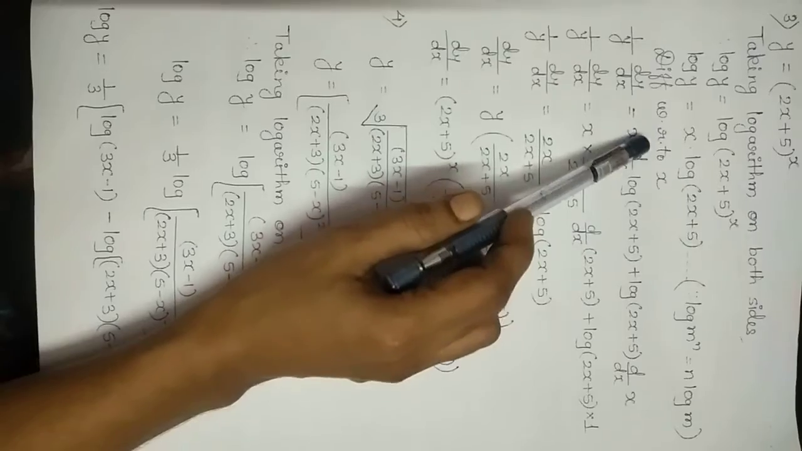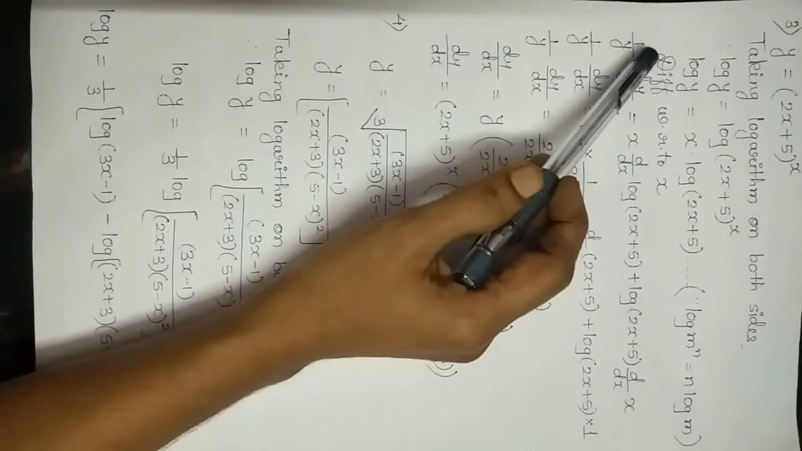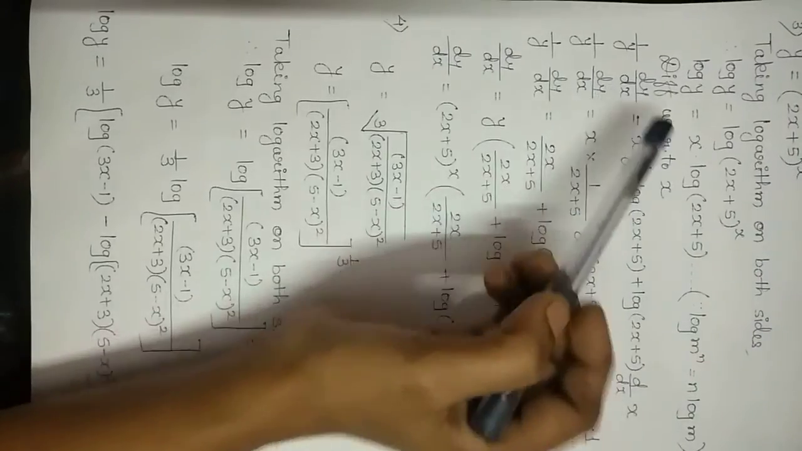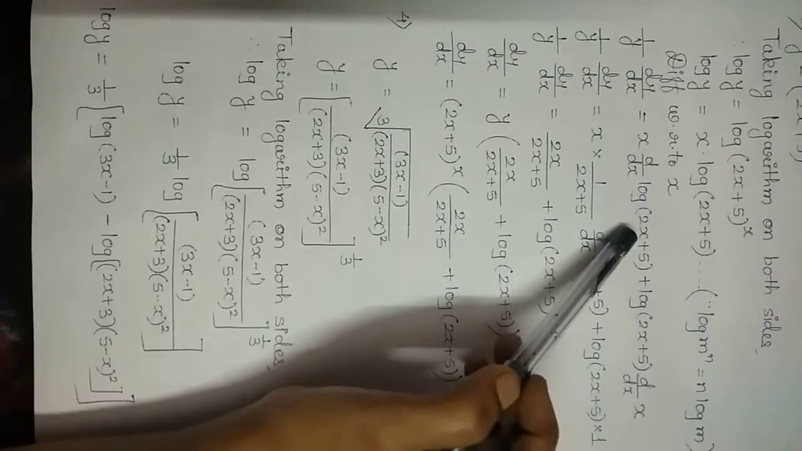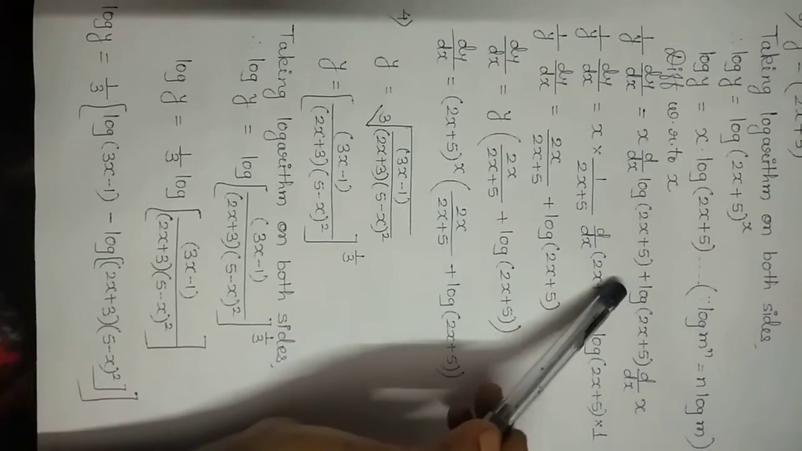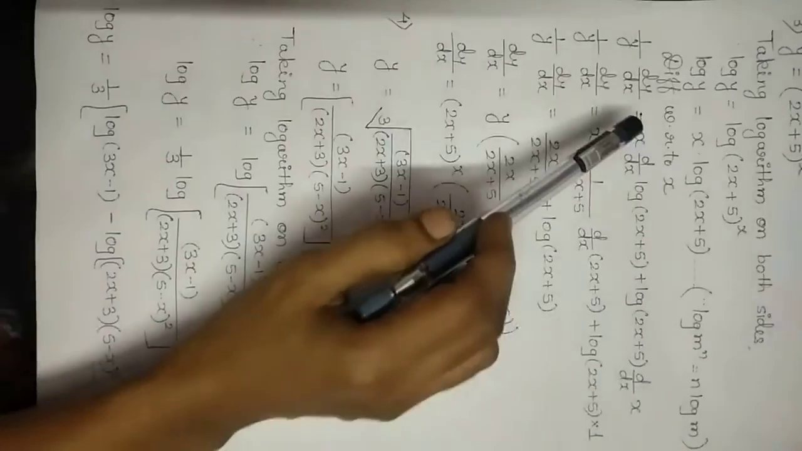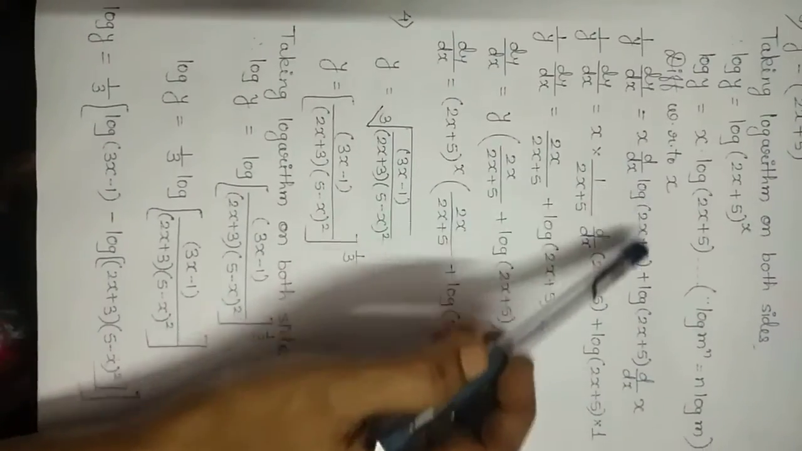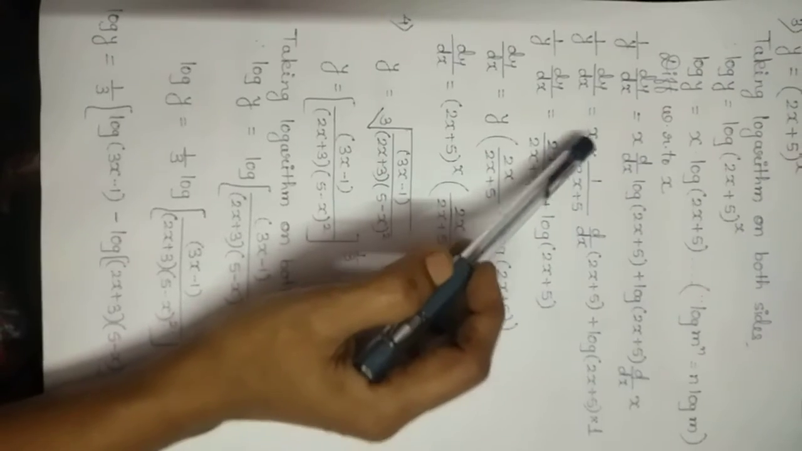So differentiating with respect to x, obviously log y derivative will be 1 upon y dy by dx. Here x as it is, derivative of log of 2x plus 5, plus log of 2x plus 5 into derivative of x, that is u derivative of v plus v derivative of u. Now this x as it is.